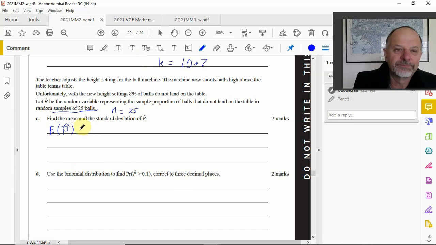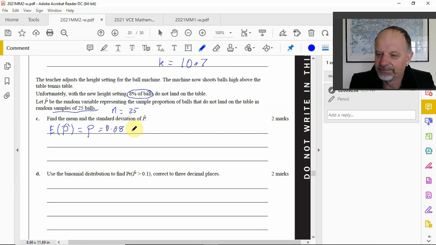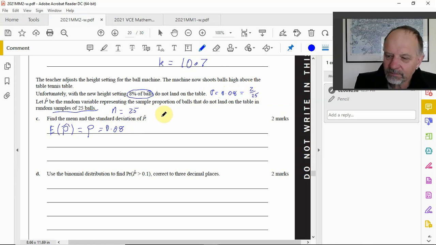All right, which is P, and it's 8% of the balls. So 8% of our balls, 0.08, come off the table. Now, 0.08 as a fraction is 2 on 25, if we need that. All right, so where did I get this from? I got this from the formula sheet.